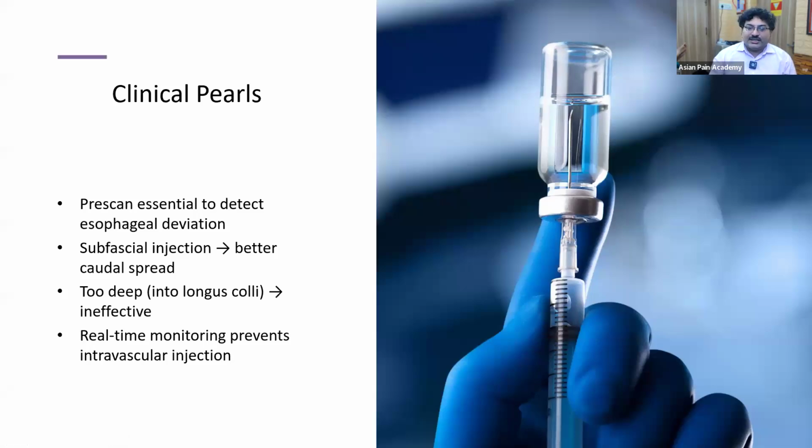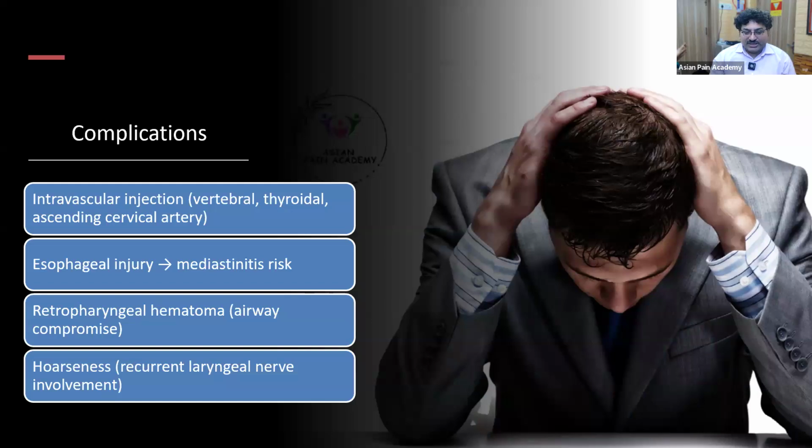So let's start the clinical parts. A pre-scan is essential to detect esophageal deviation. A subfascial injection is better because it can cause a caudal spill. If you are too deep into the longus colli, it may be ineffective. Real-time monitoring prevents intravascular injection definitely, but this procedure is not complication-free. There are chances of intravascular injection and resulting complications.